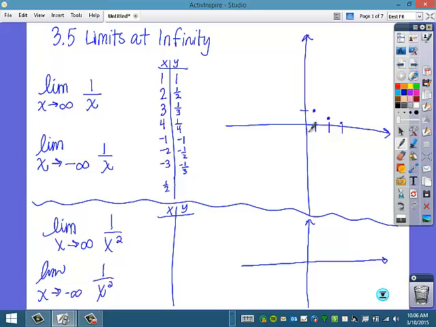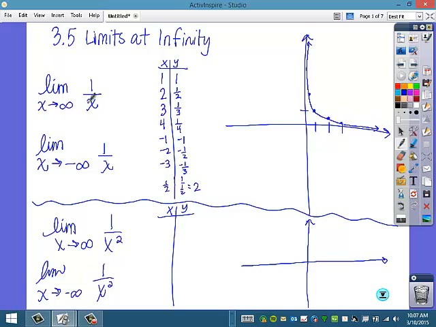What if we plugged in like 1/2? Like x is 1/2. Then it would be 1 over 1/2, which would be 2. So at 1/2 it starts going up. So what's happening here is the function looks like this.